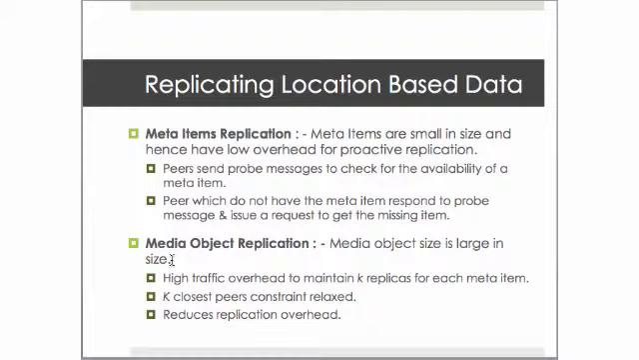The same cannot be done for media object replication, however. The reason being, media objects are larger in size. If we were to maintain k replicas for each meta item for a media object, then that would result in a really high traffic overhead. Hence, the k closest peer constraint is relaxed for the media object replication. Now, this relaxation helps us to reduce replication overhead and improves the performance of the system.